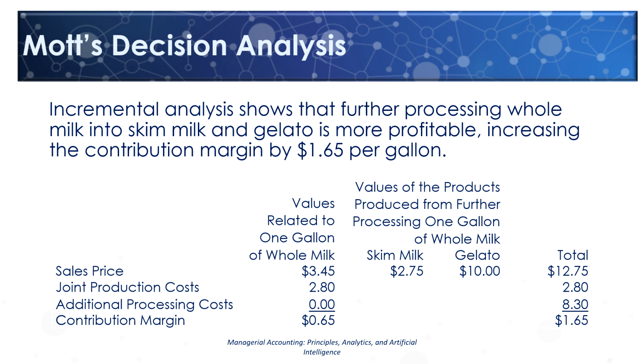The joint production costs of producing the whole milk of $2.80 remain. However, there's additional processing costs of the gelato, and that's $8.30. Taken together, the new contribution margin would be $1.65 per gallon of milk if they produce both skim milk and gelato. That's an increase of $1 per gallon compared to selling gallons of whole milk.